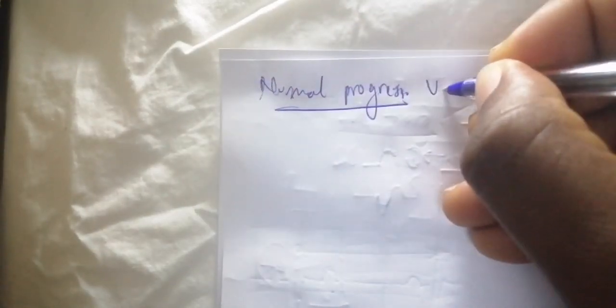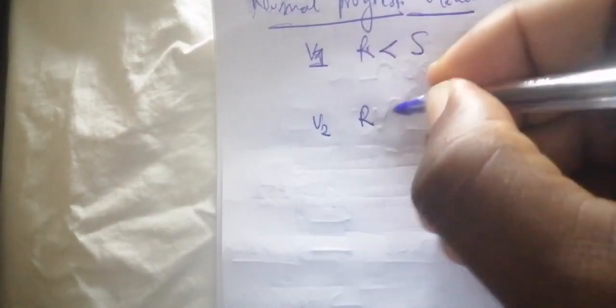The next element is the normal progression of the QRS complex on the V leads, or the chest leads. Is it clear? What does the normal progression of the QRS complex on the chest leads state? Normally, on chest lead V1, the R wave is less than the S wave. It means that the QRS complex is predominantly negative on V1. On V2, similarly, the R wave is going to be less than the S wave, so the QRS complex is predominantly negative.